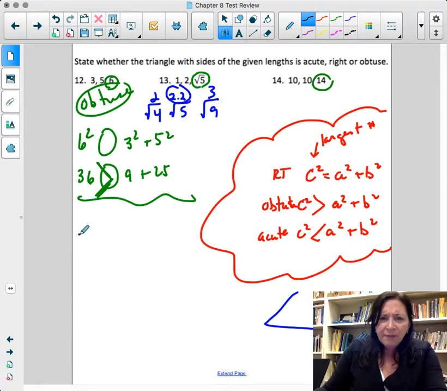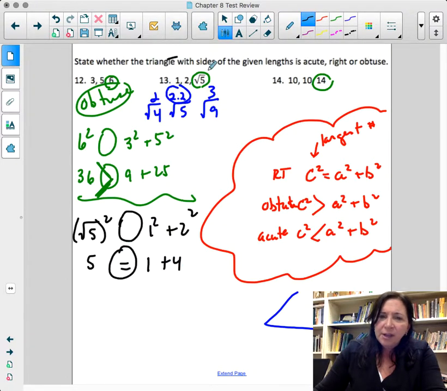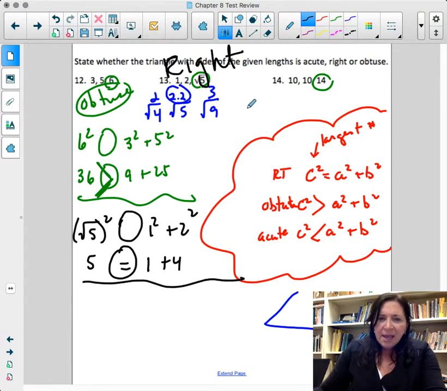what is that? Root 5 squared is what to 1 squared plus 2 squared? Square root of 5 squared is 5. And 1 squared is 1. 2 squared is 4. 4 plus 1 is 5. Oh, they're equal. So this one here is right. Okay? All right. And then this one, we're going to take the biggest side.